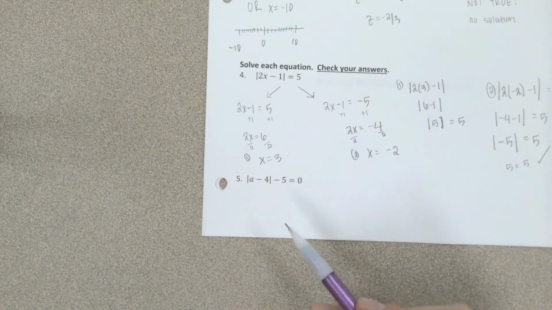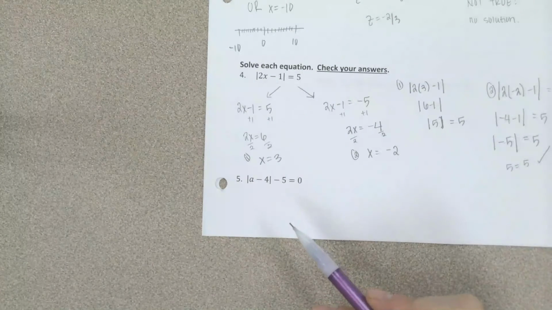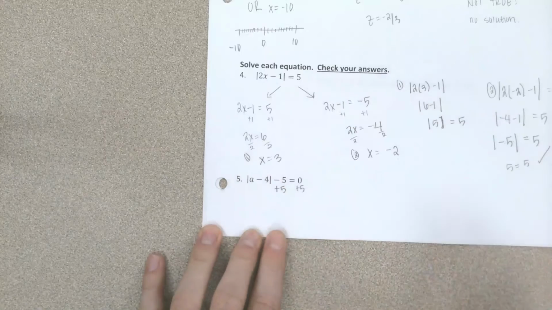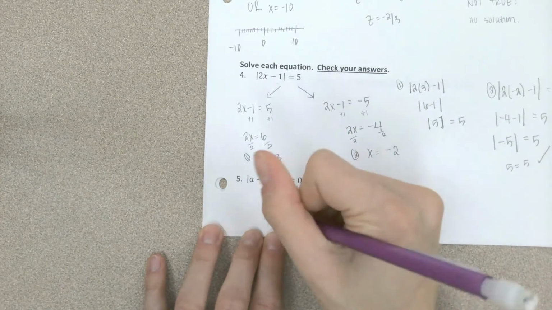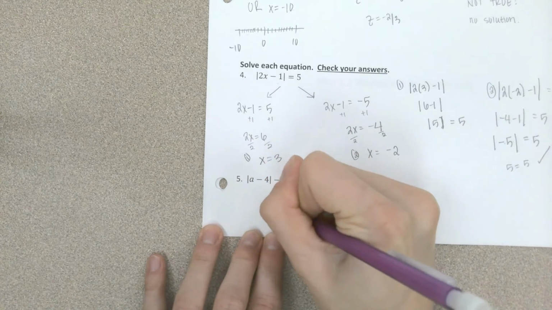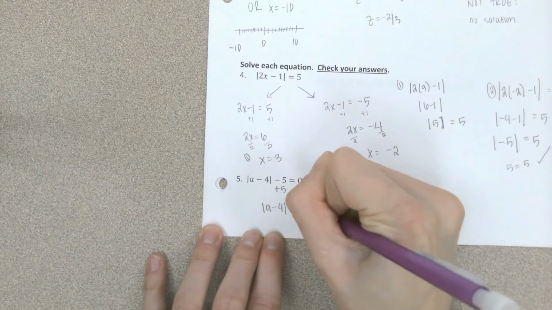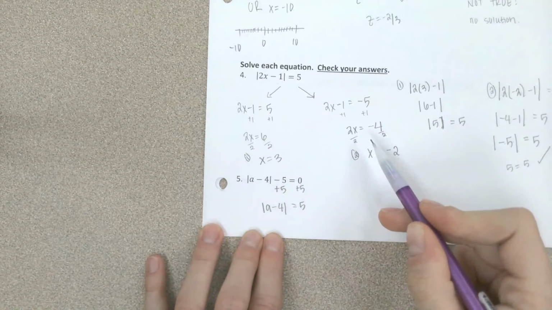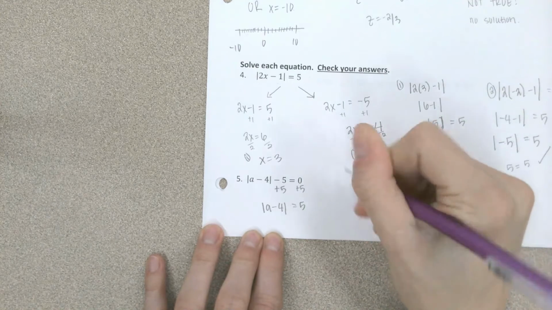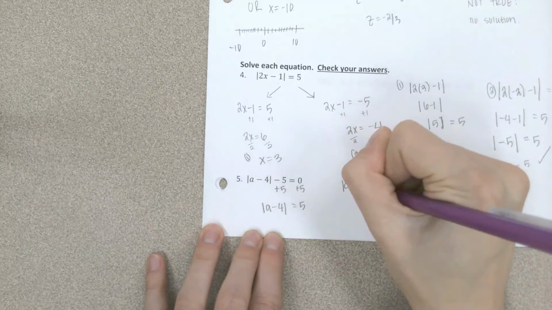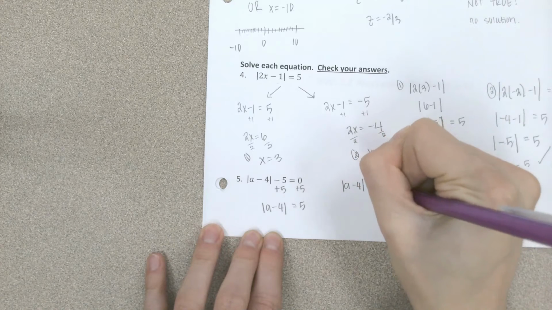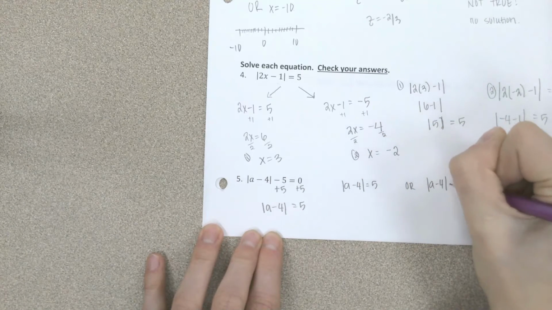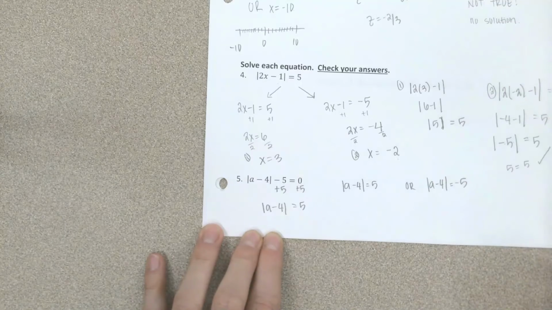Okay, for this example, we want to get the absolute value by itself. So we're going to move 5 over to the other side. We're going to have the absolute value of a minus 4 equaling 5. And then we repeat this process. So the absolute value of a minus 4 can either equal 5, or the absolute value of a minus 4 can equal negative 5.